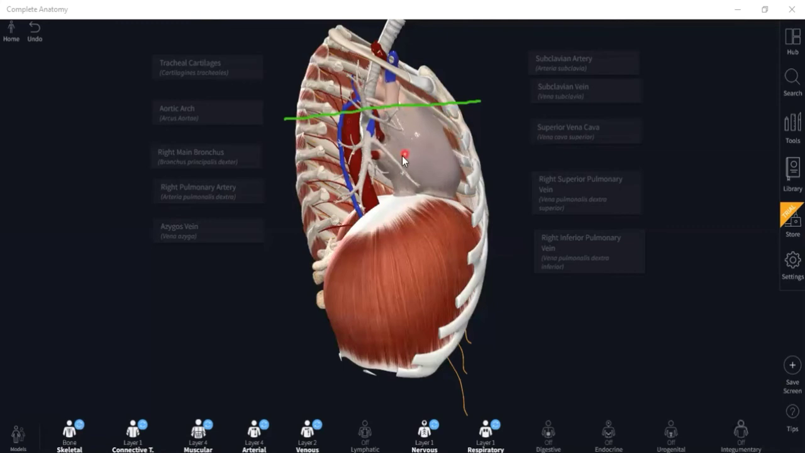And now, posterior to the pericardium, we have this region. As you can see, this is called the posterior mediastinum. In the posterior mediastinum, we have a couple of important structures. This red structure is the thoracic aorta or the descending aorta.